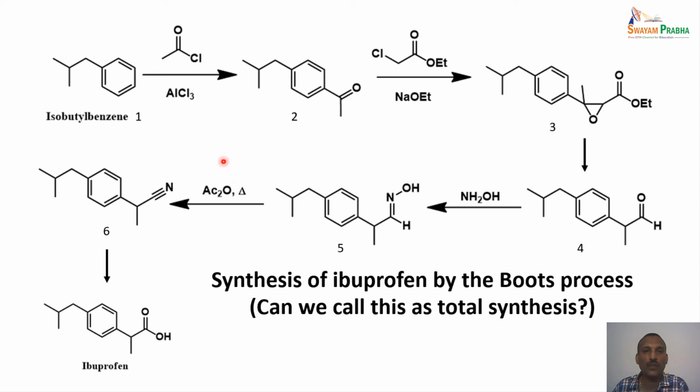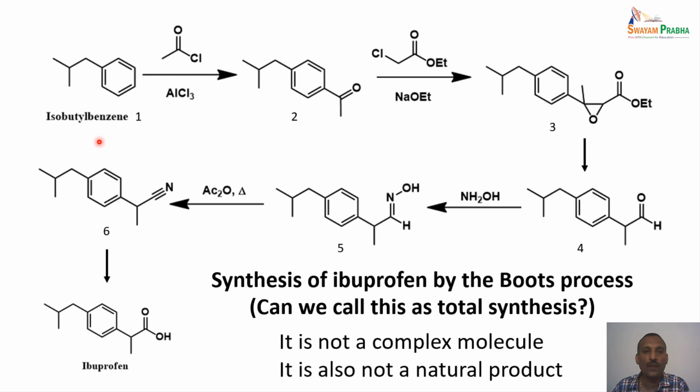Now the major question is, what is a total synthesis? The total synthesis should get a compound that is naturally occurring, and it should also start from a simple starting material. So does this synthesis meet that criteria? I don't think so, because first of all, this is not a complex molecule. Second, this is also not a natural product. So although it involves multiple steps, it cannot be called a total synthesis.